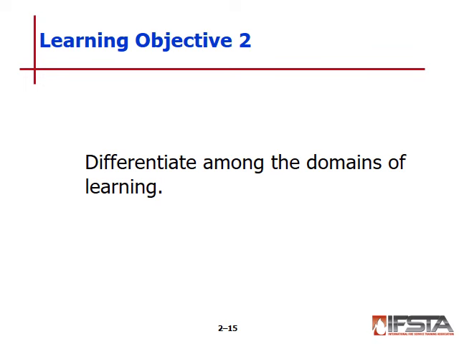Objective number two, differentiate among the different domains of learning. Now, domains of learning refers to interrelated areas in which learning occurs. When the domains are used together, a student is encouraged to understand a concept, perform a task, and ultimately alter a behavior. And a lot of people say that learning is equated to a change in behavior. You haven't really learned something unless you change what you're doing.